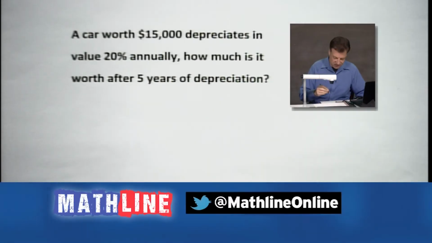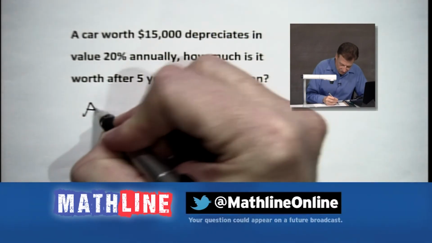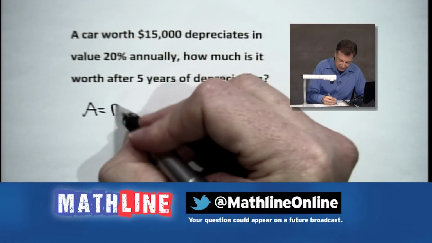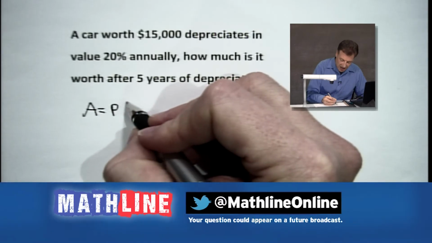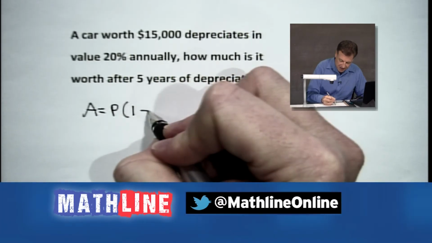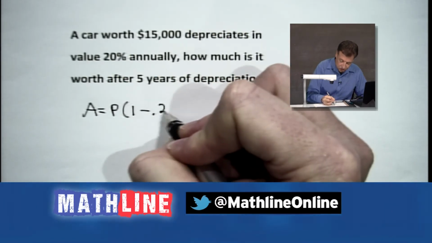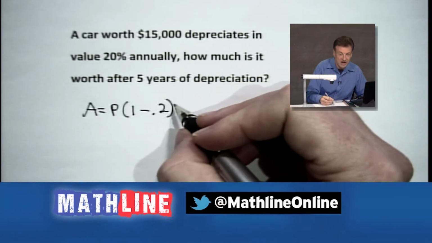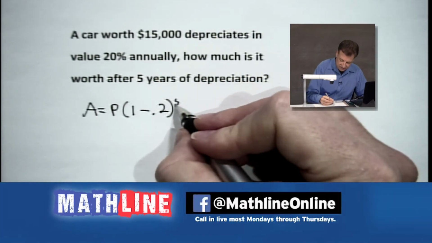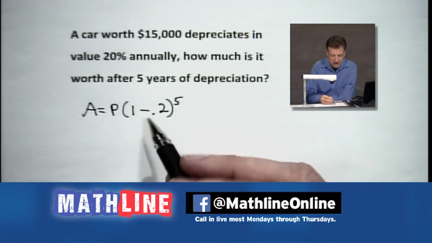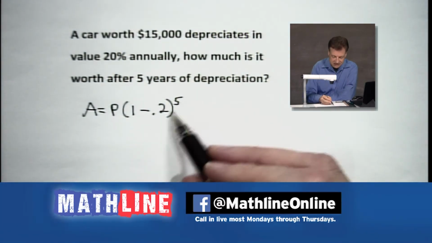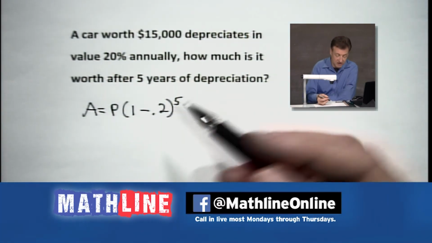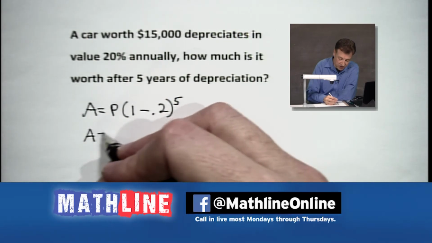Let's take a look at that one. And we've got A, our formula, is equal to our principal value, starting point. And this time we're going to do 1 minus 2/10, and we're going to raise that up to the 5th power, all right? So that's our 1 minus the rate. That's our time, how many years we've got. So let's go ahead and put that P in there, and we will go to the calculator.